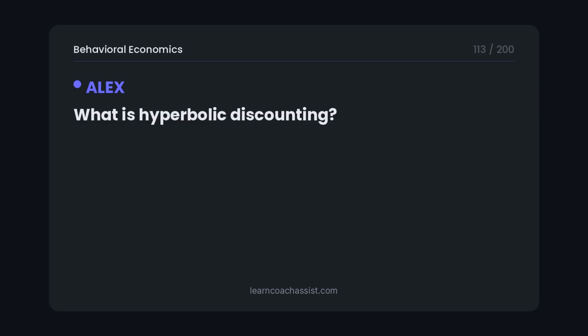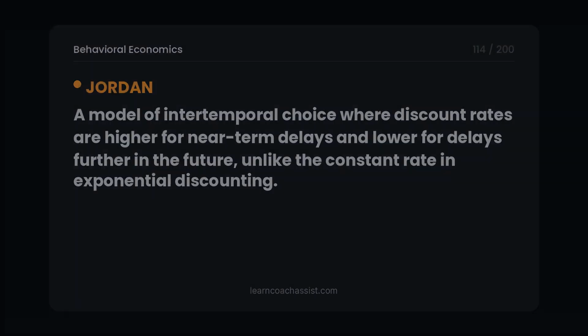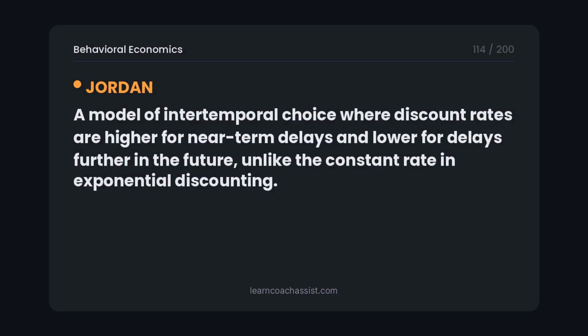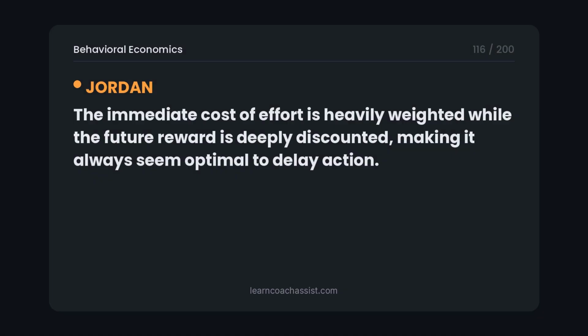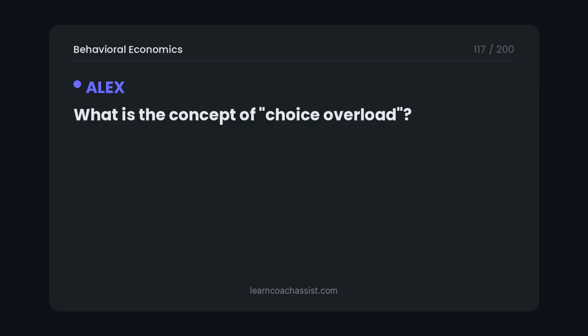What is hyperbolic discounting? A model of intertemporal choice where discount rates are higher for near-term delays and lower for delays further in the future, unlike the constant rate in exponential discounting. How does hyperbolic discounting explain procrastination? The immediate cost of effort is heavily weighted while the future reward is deeply discounted, making it always seem optimal to delay action.